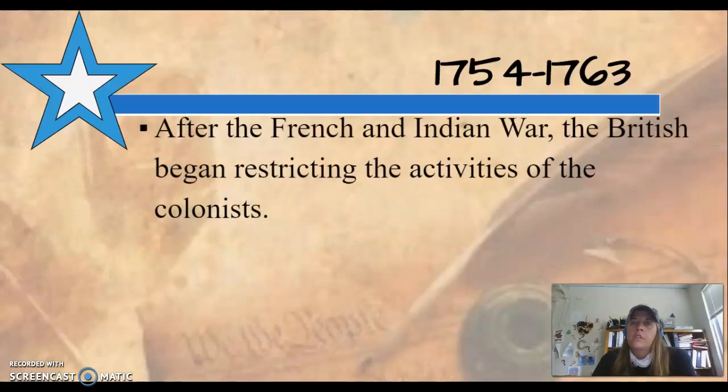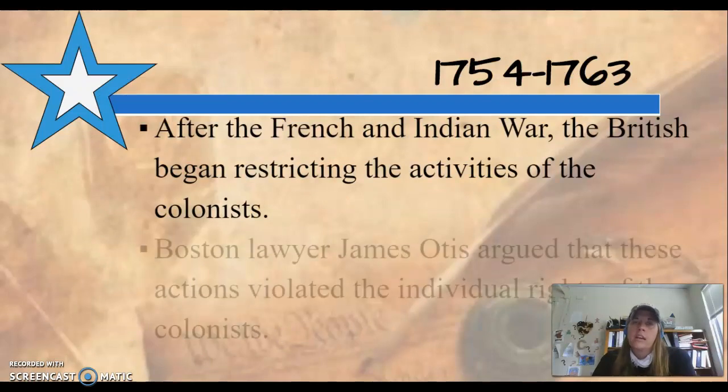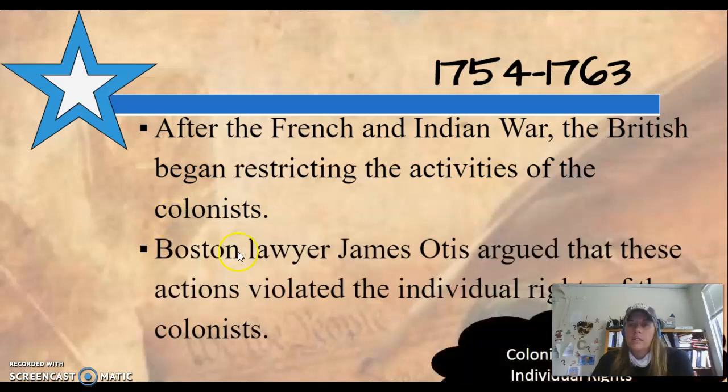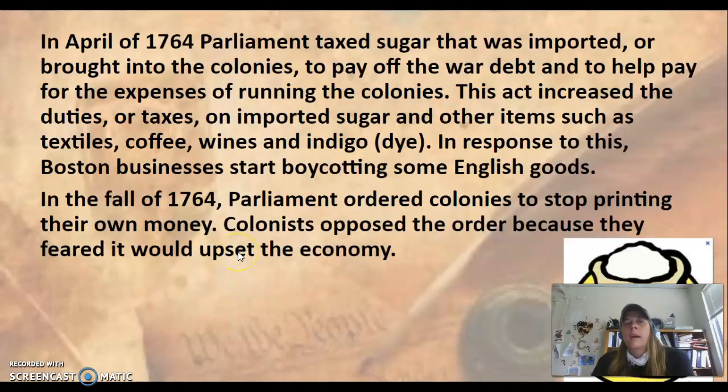So from there, after the French and Indian War, the British began restricting the activities. Just to recap, James Otis argued that these actions violated individual rights of the colonists. So by April of 1764, Parliament taxed sugar that was imported or brought into the colonies to pay off the war debt and to help pay for expenses of running the colonies. This act increased the duties or taxes on imported sugar and other items such as textiles, cloth, coffee, wine, and indigo, which is dye.